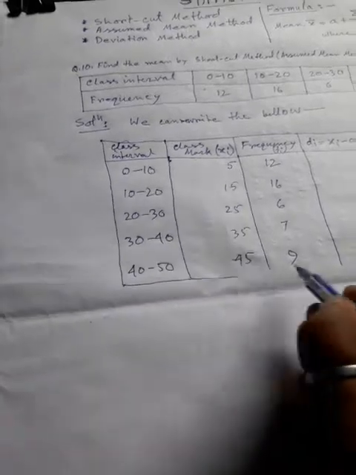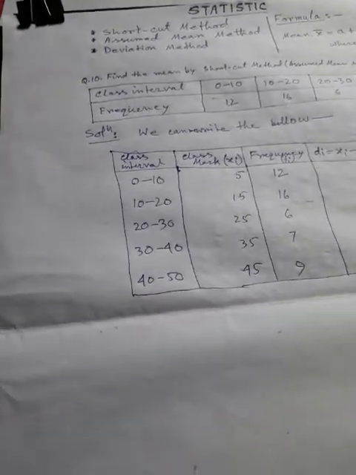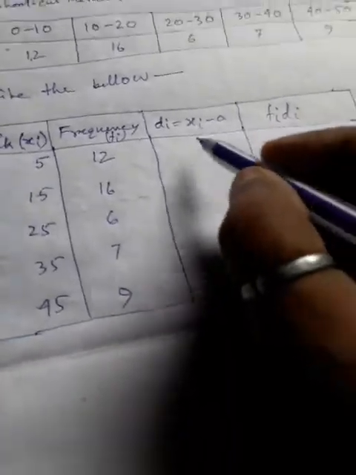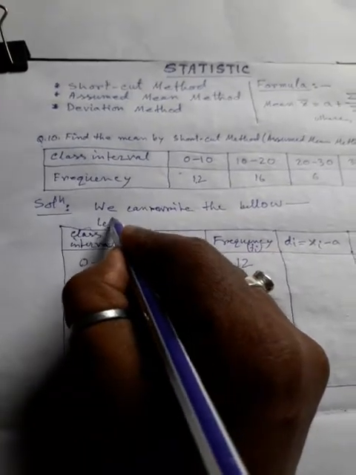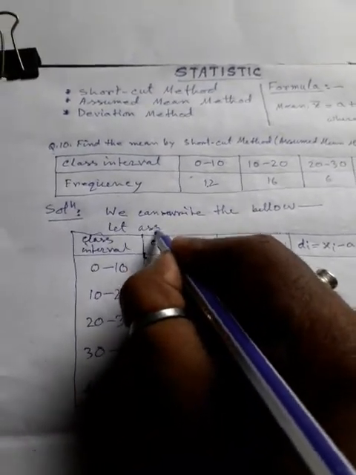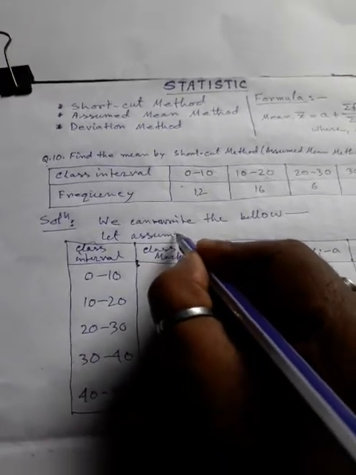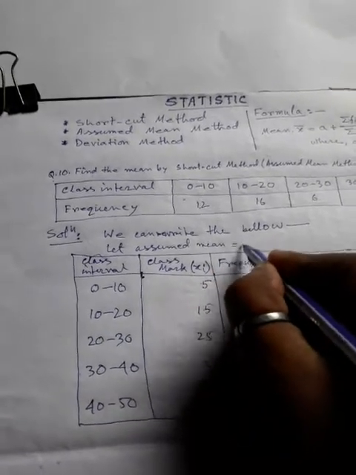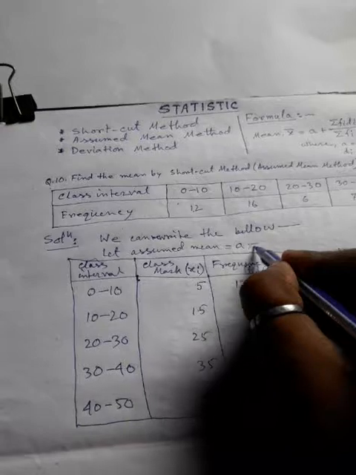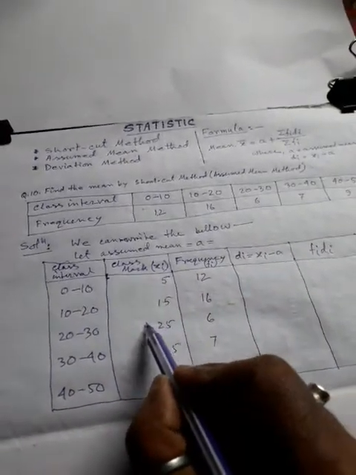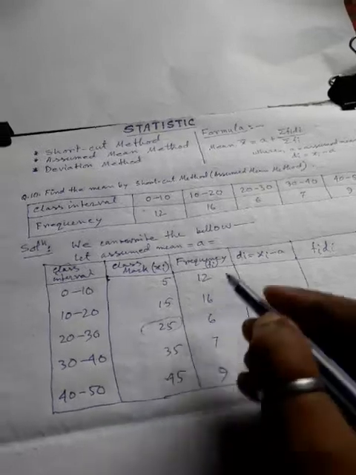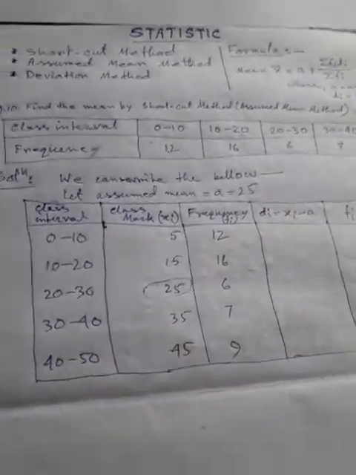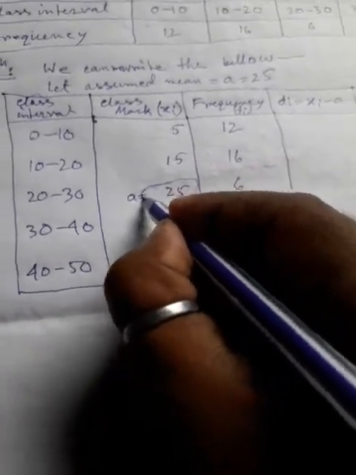Okay, now for di, let the assume mean a be 25. Okay, assume mean here is 25, so a is equal to 25.